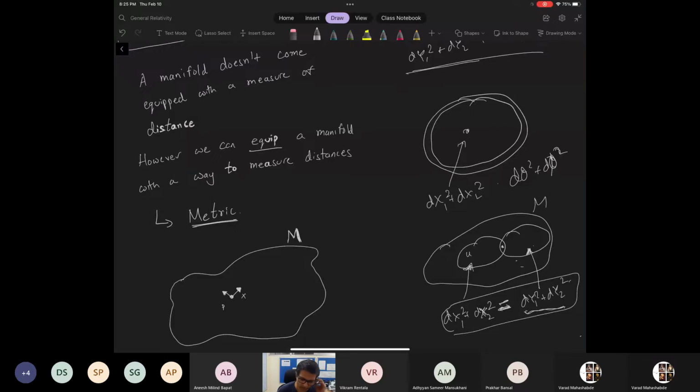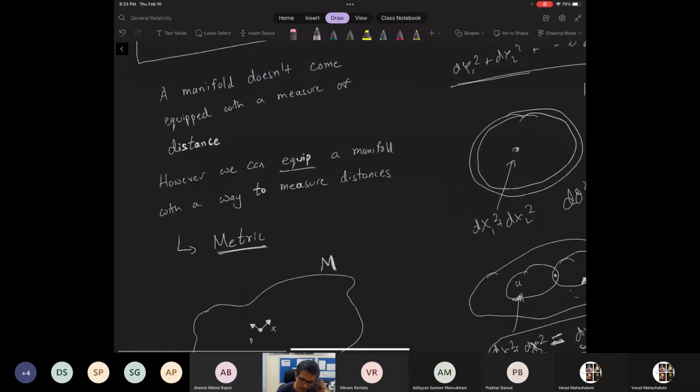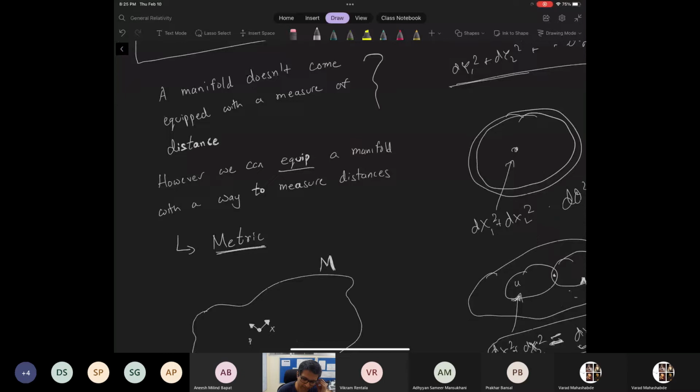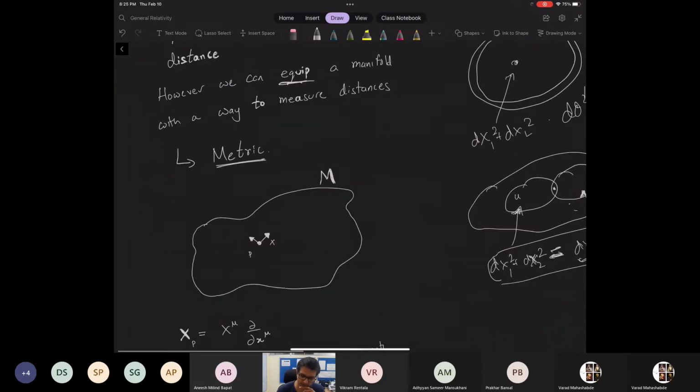Okay. So now we've seen that a manifold doesn't come equipped with a measure of distance. There's no notion of distance that is natural or best for a manifold, right? You can choose to impose one, but the manifold itself doesn't come with a notion of distance. So what you can do is equip a manifold with a way to measure distances. You can give some additional property to the manifold such that you can measure distances.